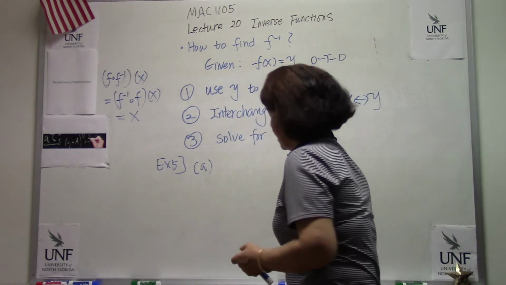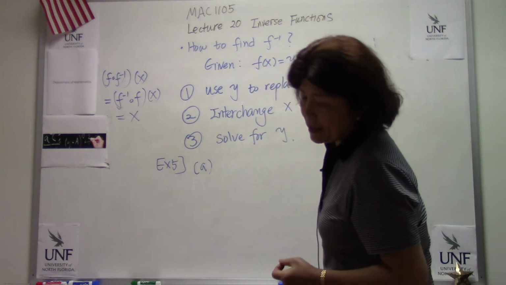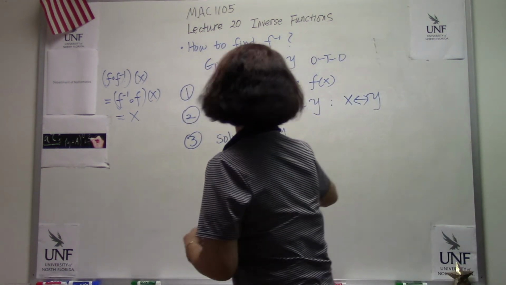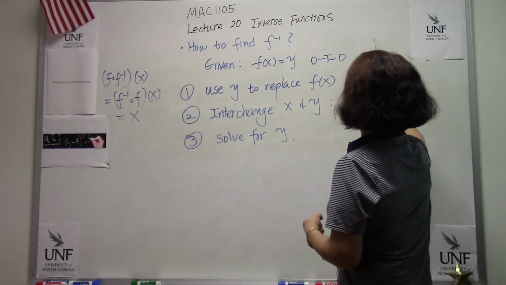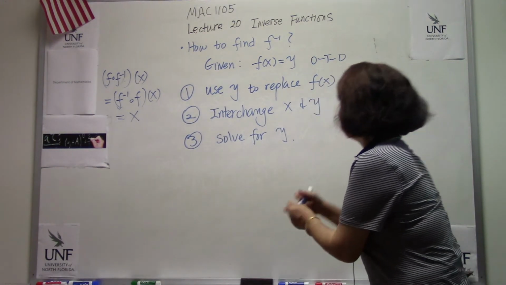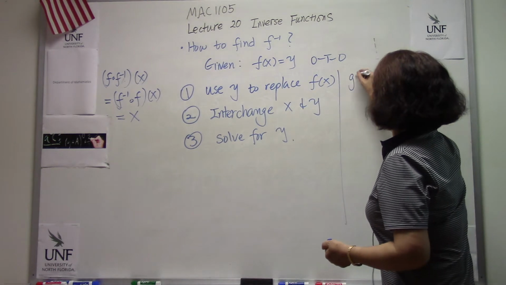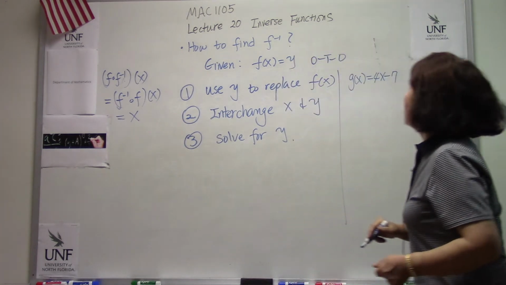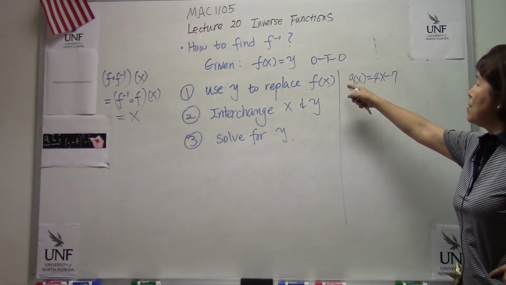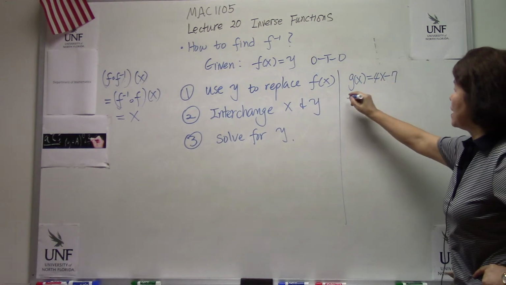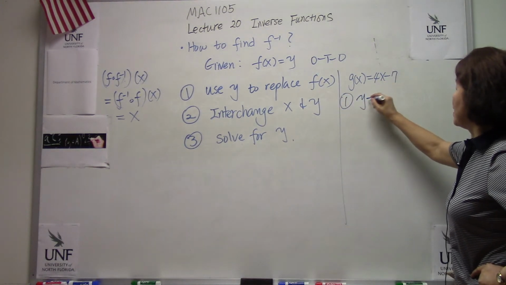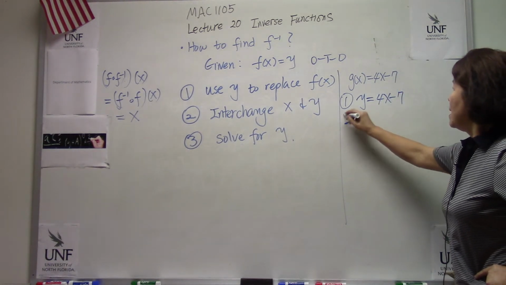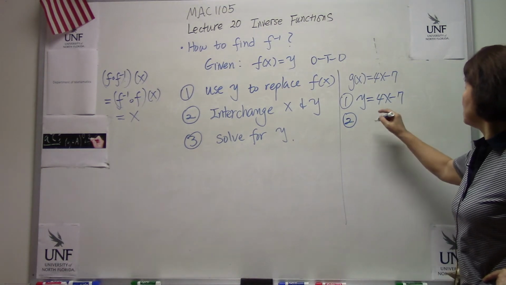B is g of x equals 4x minus 7. What do we do? Use y to replace f of x, so in this case g of x. In other words, first step, you use y equals 4x minus 7. What about the second step? Interchange x and y. That's a piece of cake.